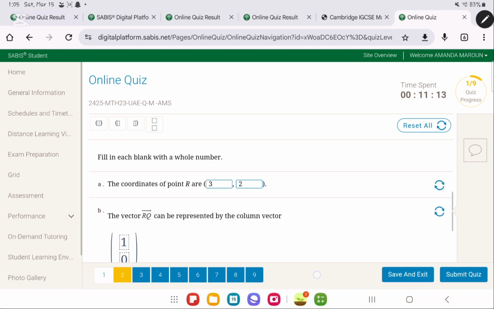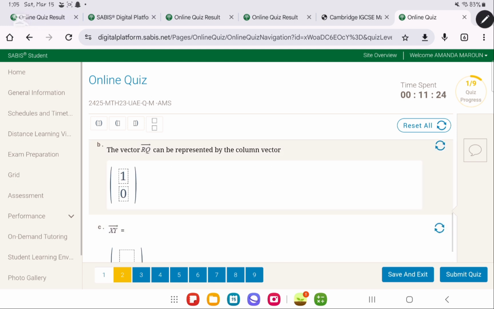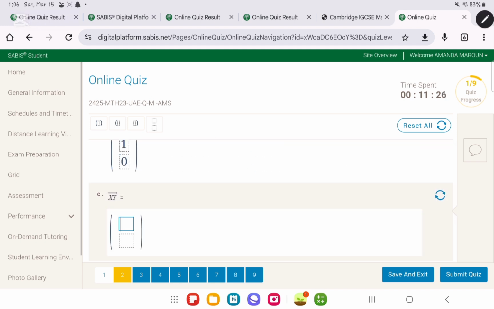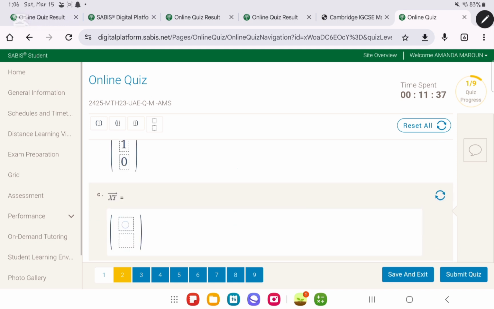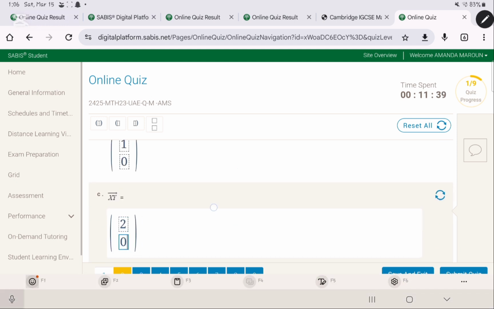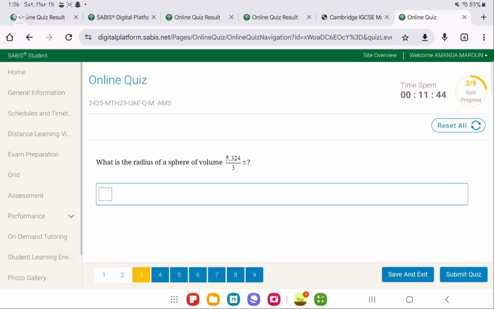Now for part C, if you go up and read, you will see XY is a vector in the same direction as RQ. The magnitude of XY is equal to twice the magnitude of RQ. So if we found RQ to be (1, 0) and XY is double or twice, that means we're going to multiply the vector RQ by 2. So times 2, this will give us an answer of (2, 0). So very simply, the answer here is (2, 0). We move on to question number 3.